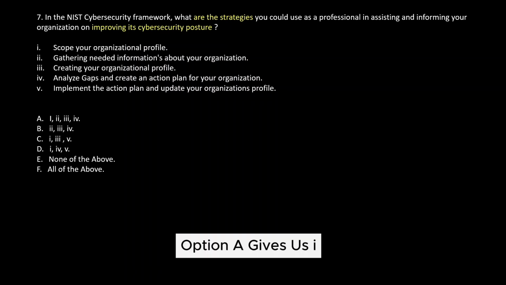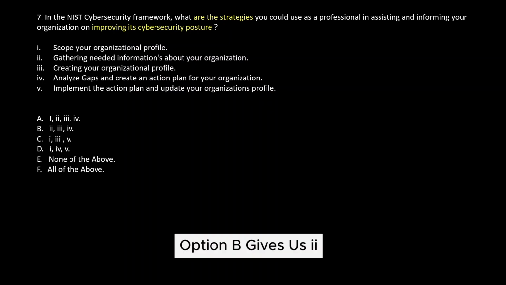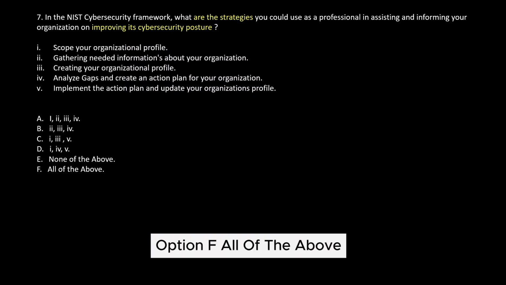Option A gives us I, II, and IV. Option B gives us II, and IV. Option C gives us I, and V. Option D gives us I, IV, and V. Option E gives us none of the above. Option F, all of the above.